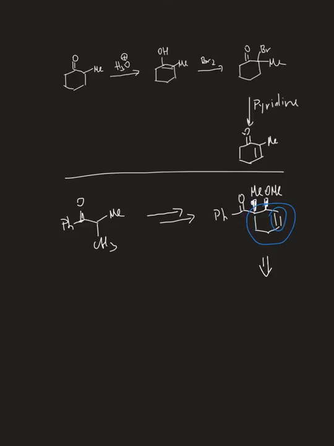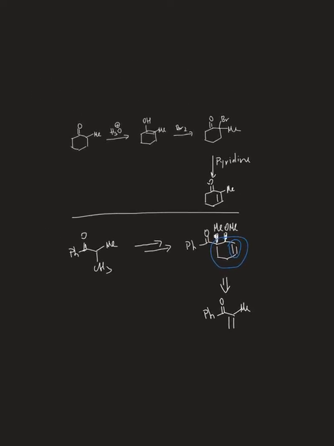So if we disconnect for Diels-Alder, you can see that if we have this particular dienophile and this diene here, they can react to give that compound, right? So now the question is, how do we make this one right here? And we can make that from this ketone, right? By using our halogenation method that we just learned.